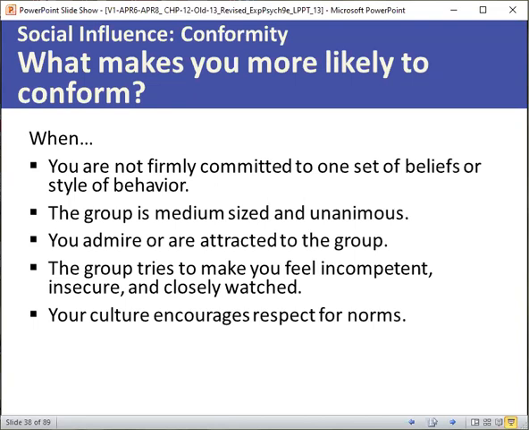You're not firmly committed to one way or another. The group is medium-sized and it's unanimous in the way that they want you to conform. You admire or are attracted to the group. The group tries to make you feel punished if you don't conform to them. And your culture encourages respect for norms. Now, ours really doesn't have that great respect for norms. It depends on the situation, obviously, because we are somewhat of an individualistic type of culture. But depending on what the norms are, we may have more respect for them than not.